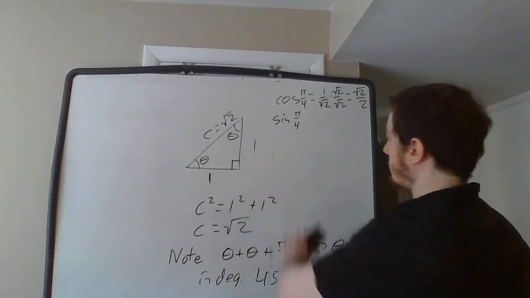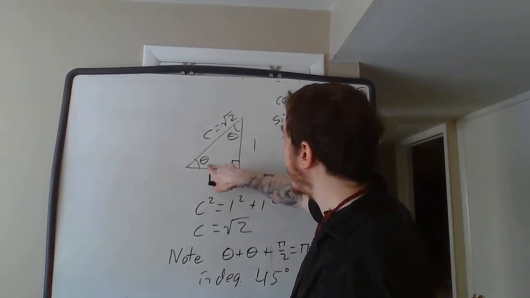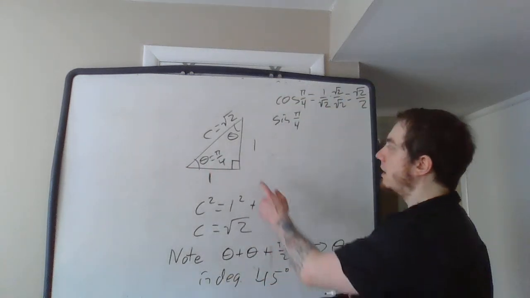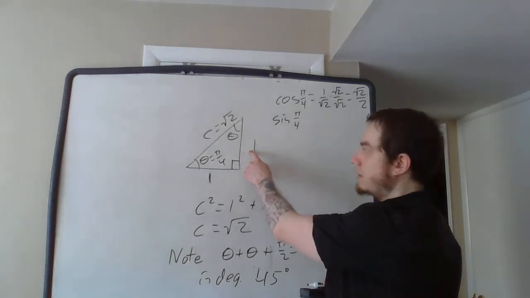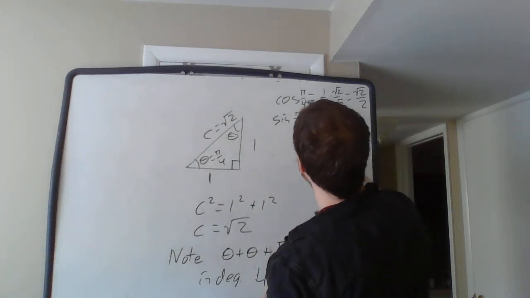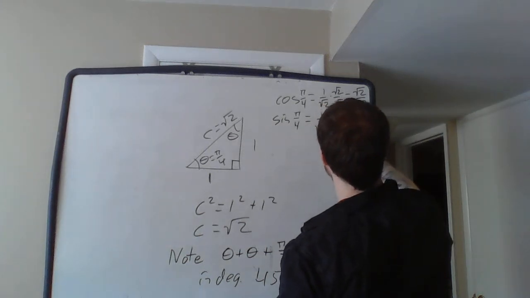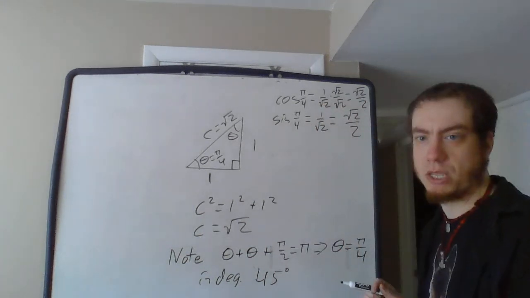What about the sine of pi over 4? Well, for the sine, remember this angle down here is pi over 4. This is the opposite side. This is the hypotenuse. This is also going to be 1 over the square root of 2, which comes out to be square root of 2 over 2.